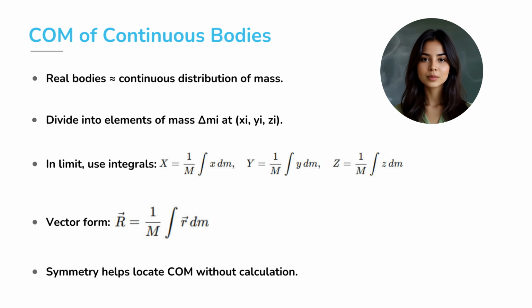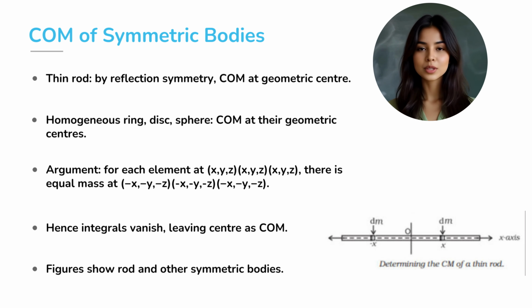And here's the best part, although integrals can look complicated, symmetry often comes to our rescue. For many regular shapes, like spheres, rods, or disks, symmetry makes finding the center of mass straightforward. Symmetry is a physicist's best friend. Take a thin rod. For every mass element at distance plus x, there's an identical one at minus x. Their contributions cancel, leaving the geometric center as the center of mass.